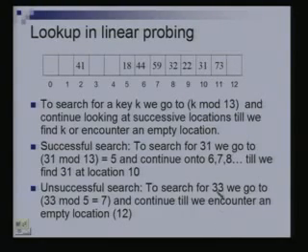Suppose I am searching for 33. 33 mod 13 is 7. So I would start here. Then I come here, it's not here. I come here, it's not here. I come here, it's not here. I come here, it's not here. I come here and I find this location is empty. This means 33 could not be there at all in this table, because if 33 were there in this table, it would definitely have been inserted by this time, up to this position, because this is an empty location.